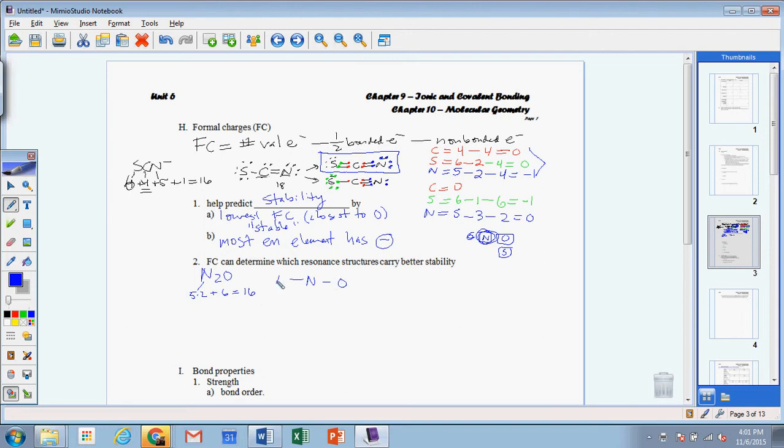to the other nitrogen, right? Another possibility is that the nitrogen is bonded to the oxygen in the middle. So the question is, which one of those two exist? Let's do the one on the left first.